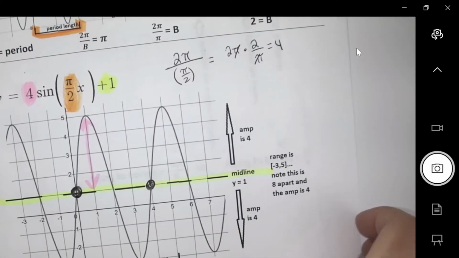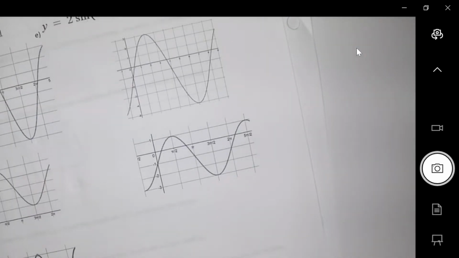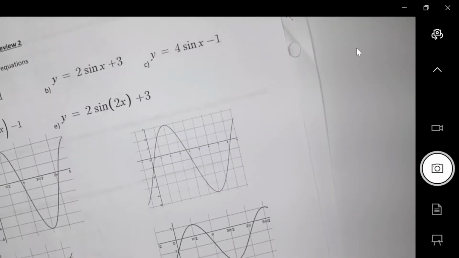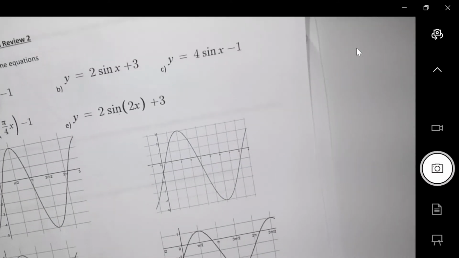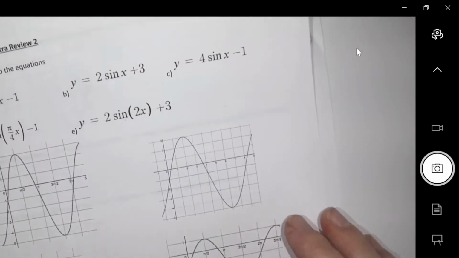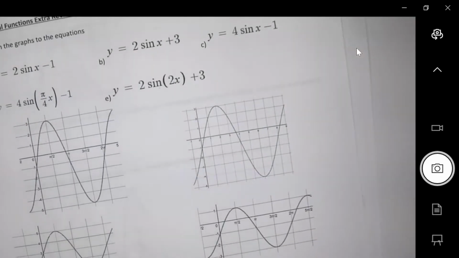Okay, so that's a recap of what's going on. Let's talk about how to match some graphs here. So there's 5 graphs, and I put something like this on your test.